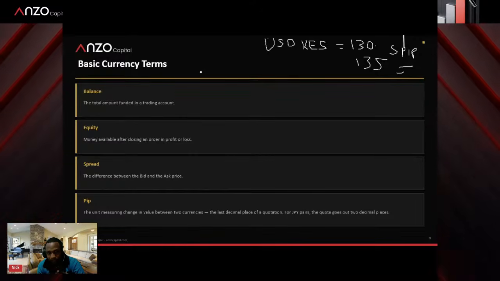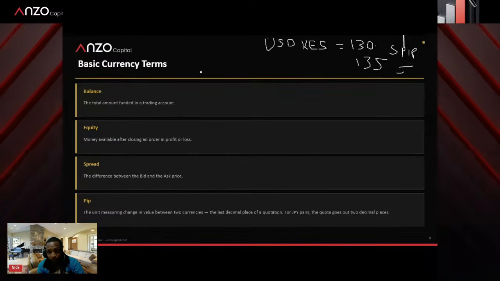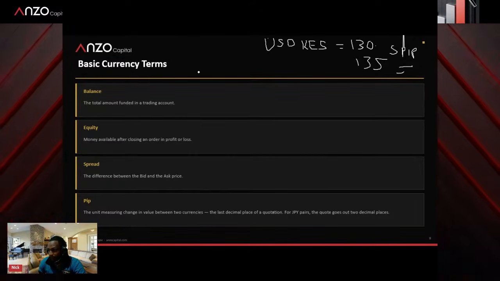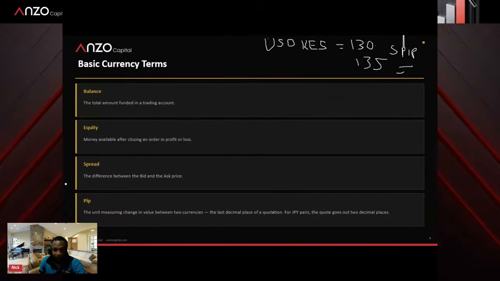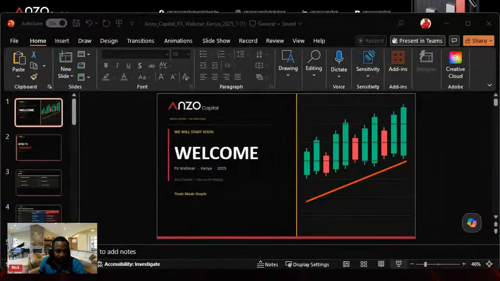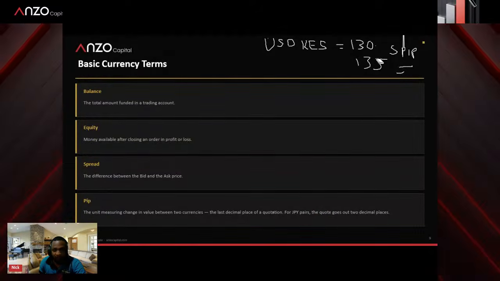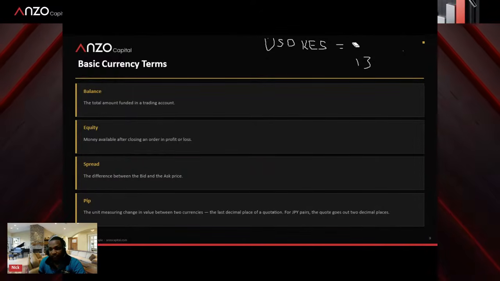1 pip, it's a formula that I'm giving you. 1 pip is equal to 10 USD. Just write it down. 1 pip equals 10 USD over there, and we're going to be talking about it.